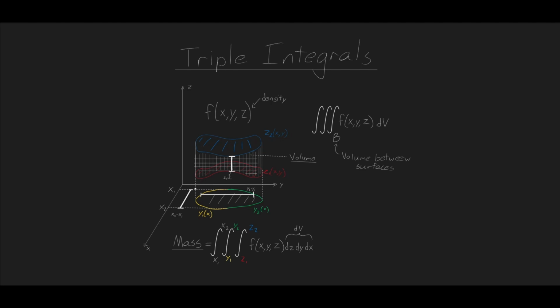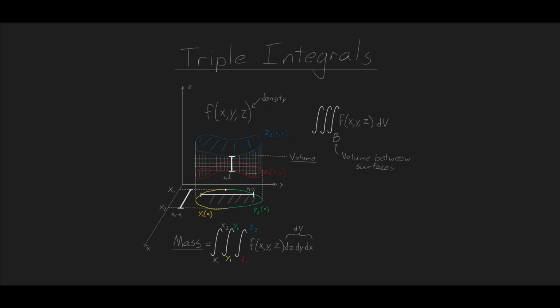And to find this triple integral, we're going to take the triple integral of f dz dy dx. So dz dy dx is dv. And our bounds for the integral are going to be from z1 to z2, or this distance, from y1 to y2, this distance, and from x1 to x2.